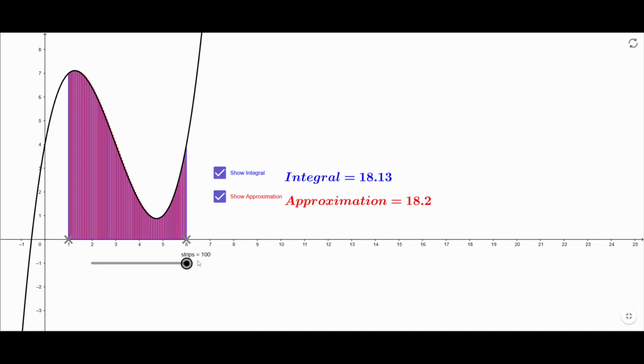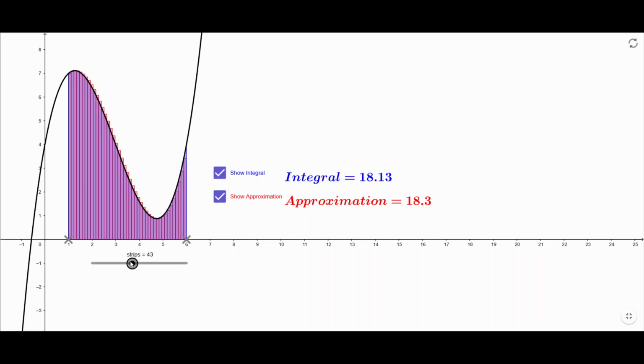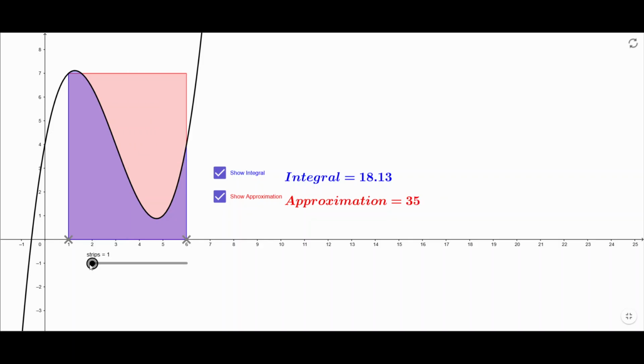So at 100 strips, you can see that the unwanted calculation is lesser and lesser, and therefore the approximate area becomes closer and closer to the exact area. And this is what computers and calculators use. This is the numerical method to find the approximate area with the help of the left endpoint method.